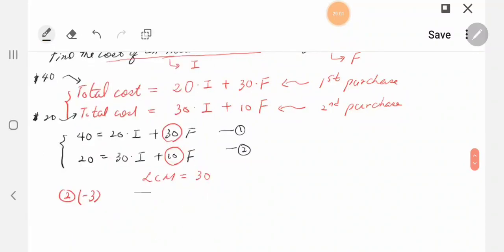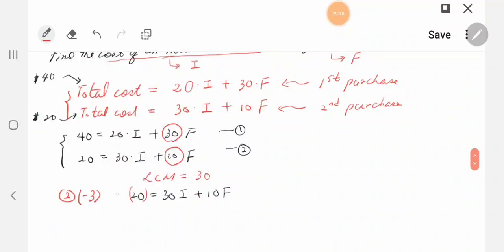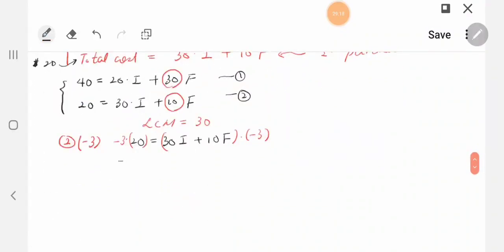So I will multiply the second equation. Write the second equation, and then let's multiply this by negative 3. Alright, then negative 60 is equal to negative 90i minus 30f. So this is equation 3, right?